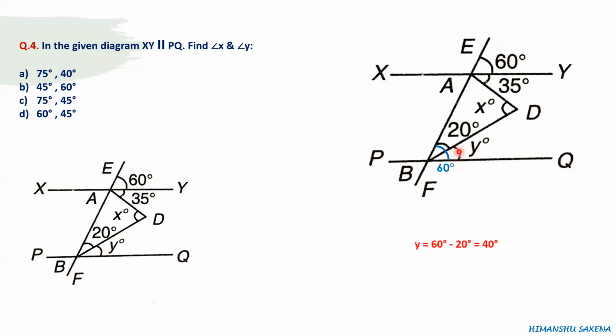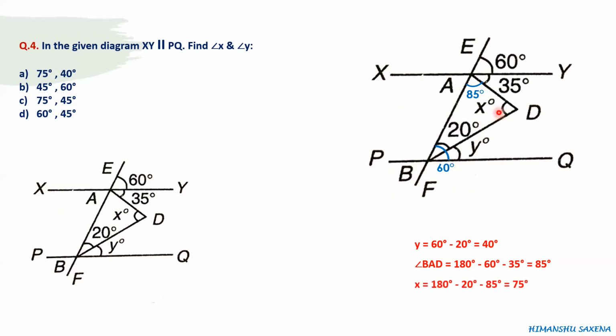So the value of y is very easy to calculate. So if this is 60 and out of this is 20, so y would be 40, right? So value of y is 40 degrees. Now angle BAD. So this is angle BAD. What would be the value of this angle? How do we calculate? So this is 60, this is 35. So we can easily calculate this value because the sum of all these three angles would be 180 degrees. So 180 minus 60 minus 35 would be the value of this angle. This is 85 degrees. So this angle is 85.